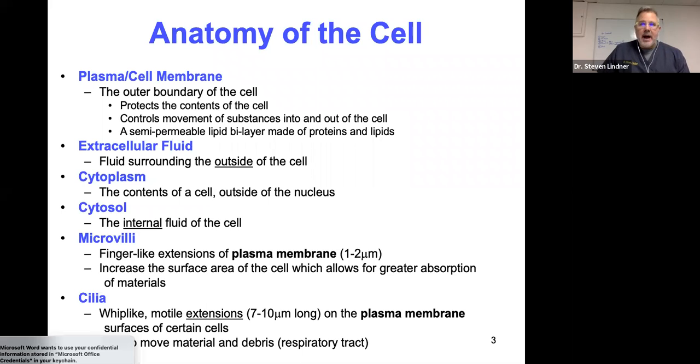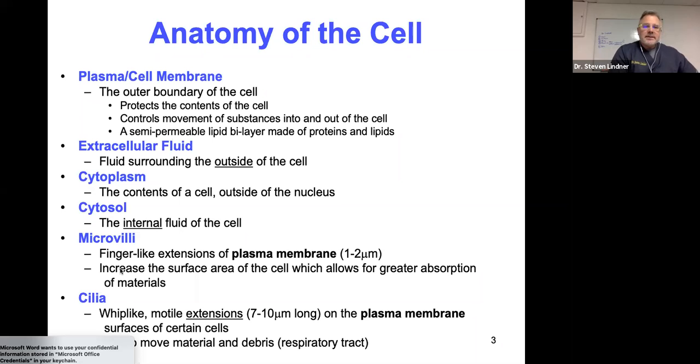When you talk about protein channels, sodium channels and calcium channels, these channels are doorways that allow things in and out of the cell. They're made up of proteins. The fluid outside of the cell is called extracellular fluid. The cytoplasm is the contents of the cell, right? Everything from the inside of the cell membrane to the nucleus, but outside of the nucleus, that's all cytoplasm. The cytosol is the internal fluid of the cell, whereas the fluid outside the cell is extracellular.